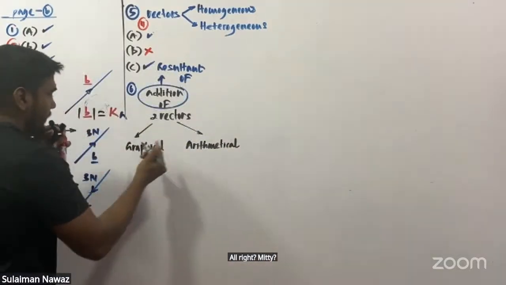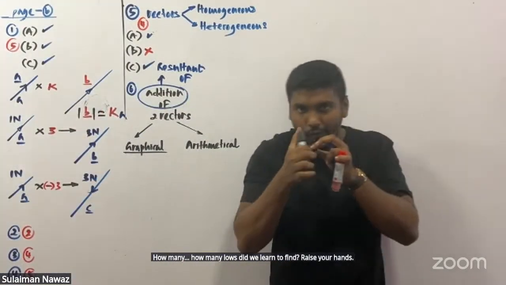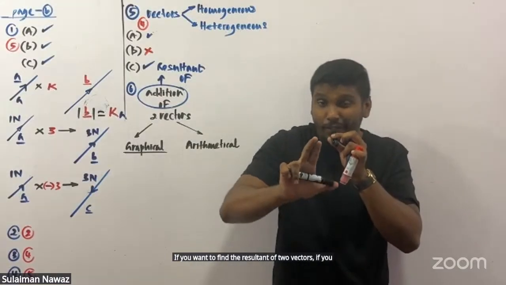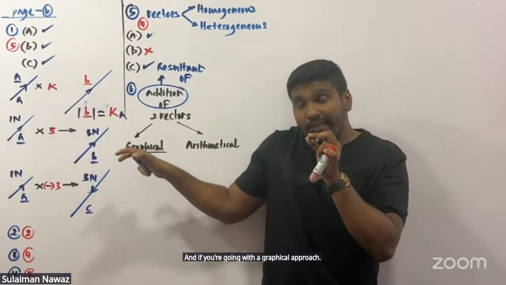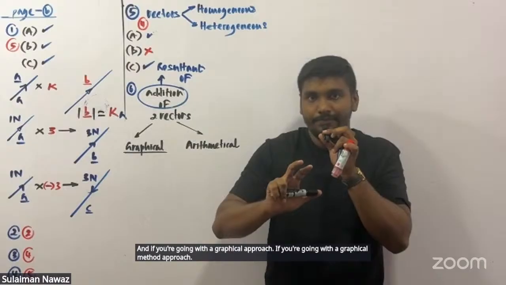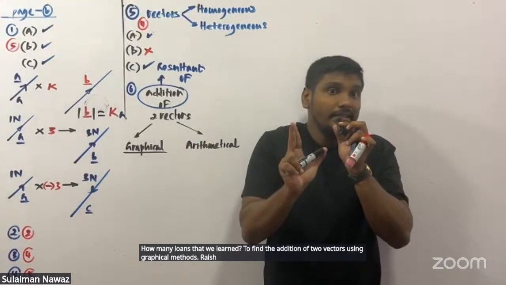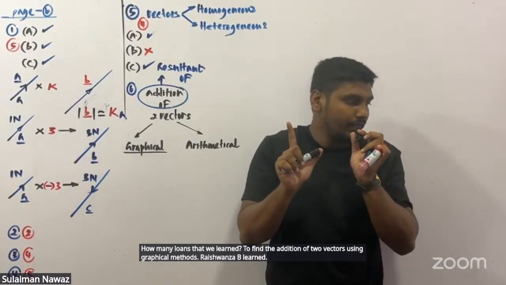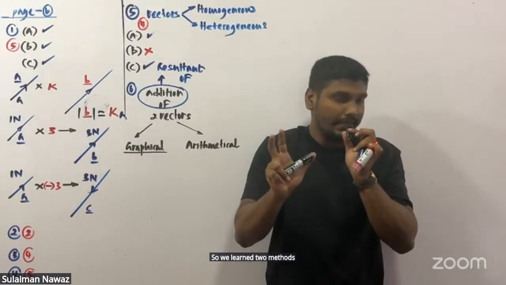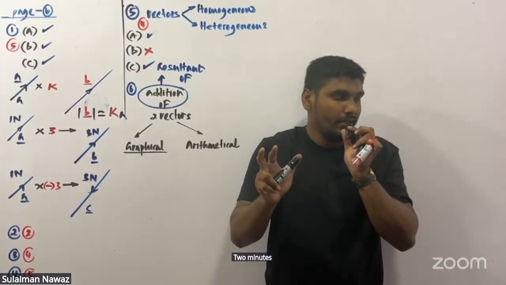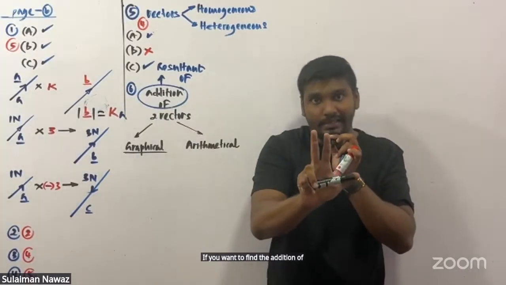When it comes to the graphical method, how many laws did we learn? If you want to find the resultant of two vectors, the addition of two vectors, using a graphical approach, how many methods did we learn? Raise your hands. One method? Two methods? Three methods? We learned two methods.